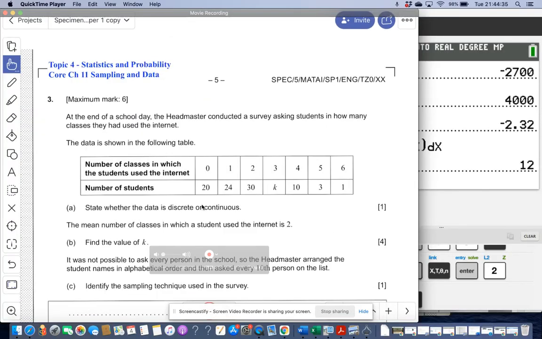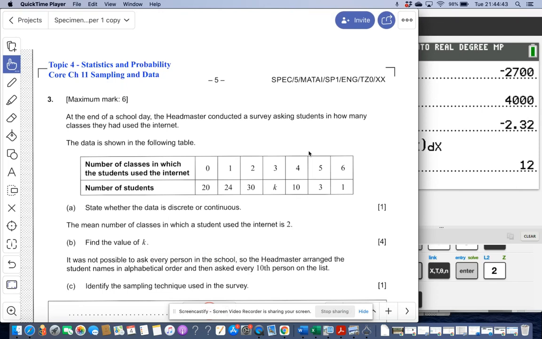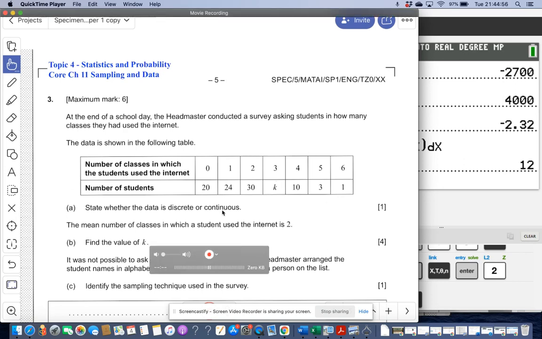Question 3 on paper 1. This comes from topic 4, statistics and probability. We're going to be looking at some data here. That's grouped data. First question is whether this is discrete or not. It's a count. It's a number of students. You can see there are no decimals or fractions or anything. It's either 0 or 6 students that use the internet in each class.